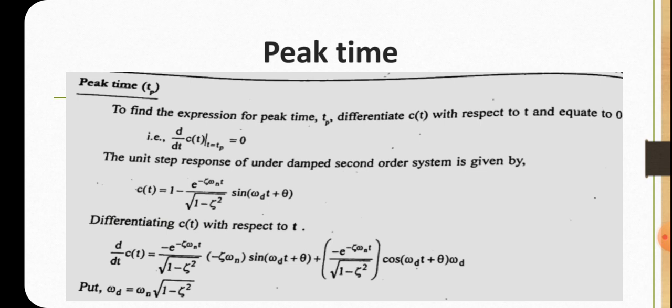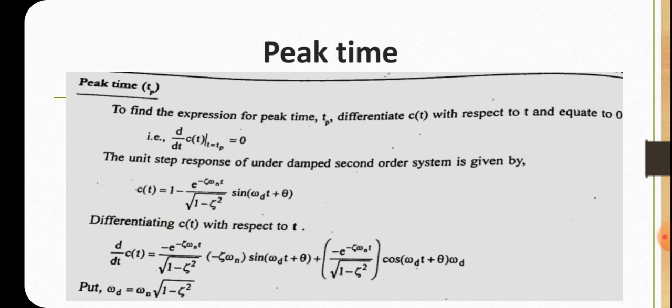So we have the condition for peak value as d by dt of c of t at t equal to Tp will be equal to 0. We know the equation for c of t, considering the underdamped case of the second order system with a unit step as input. Its response is c of t equal to 1 minus e raised to minus delta omega n into t divided by square root 1 minus delta square into sin omega dt plus theta. You should learn this equation by heart in order to derive peak time, settling time, maximum overshoot, etc.